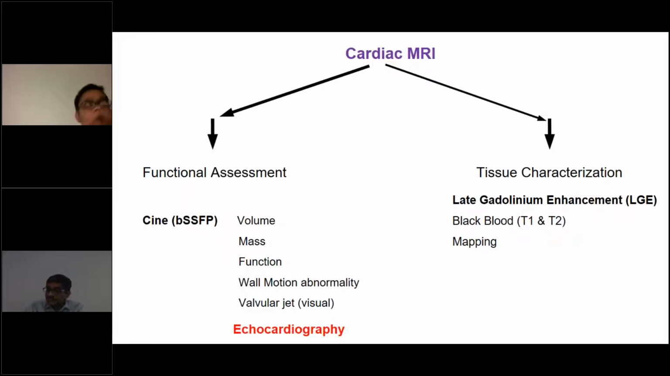So the main role of cardiac MRI lies in its ability to do tissue characterization with the help of late gadolinium enhancement imaging, black blood pool imaging, T1 and T2 sequences, and various mapping techniques such as T1 and T2.